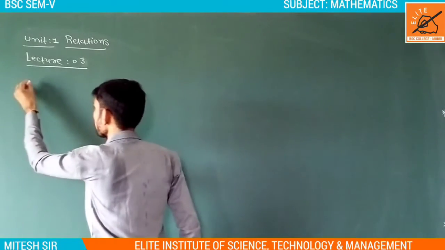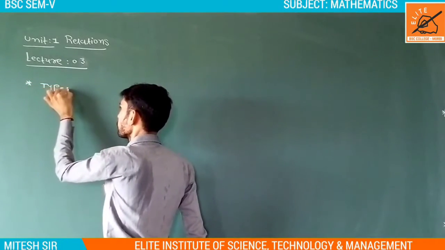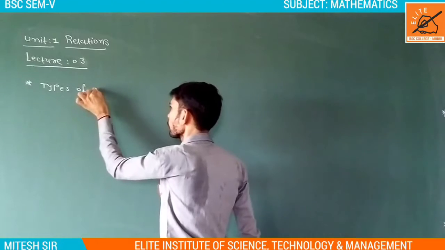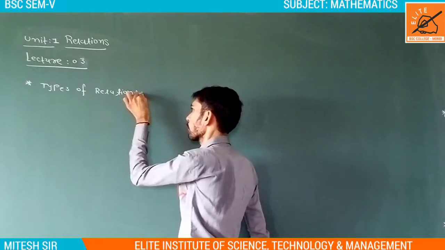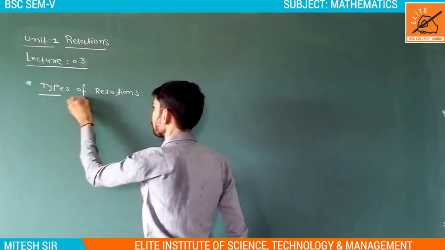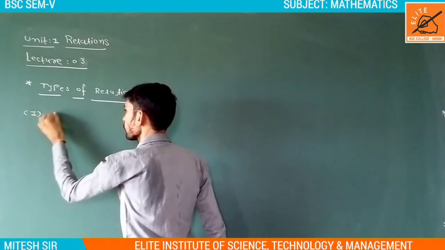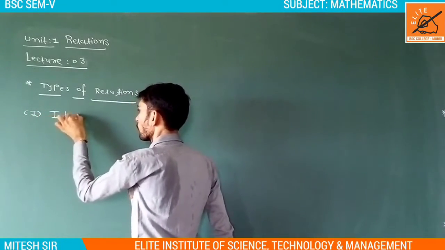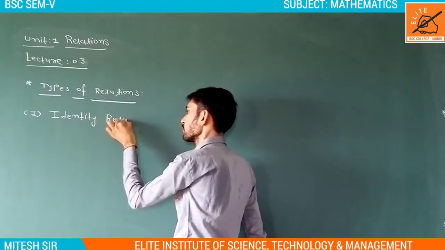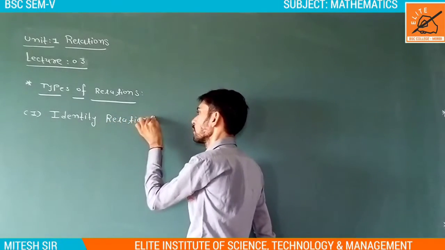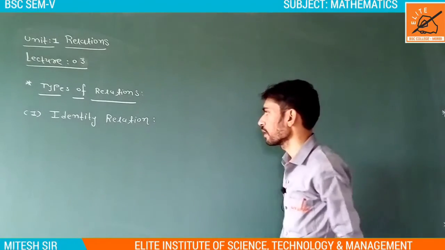So write down these types of relation. There are two types of the relation. First one is identity relation. So first we write the definition of identity relation, means how to define the identity relation.